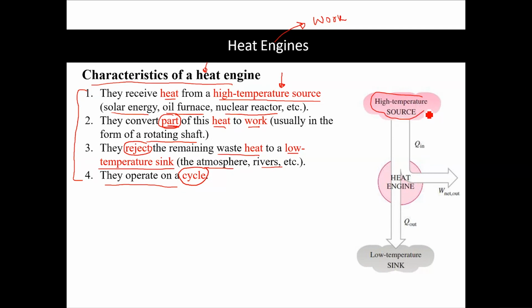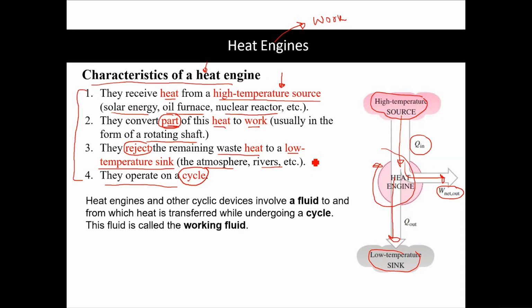Look at the schematic. You have a high temperature source that is giving heat to the system, Q in. This is giving the heat to the heat engine. A portion of this heat is converted into net work out, producing work. The remaining portion of the heat is rejected to the low temperature sink, and this process is taking place in a cycle.